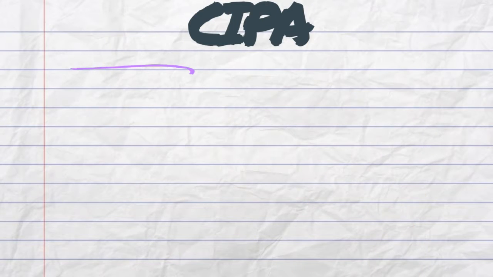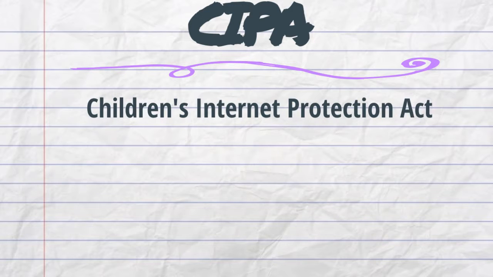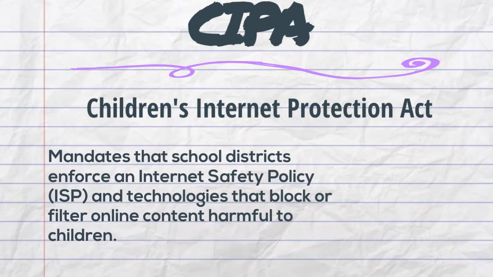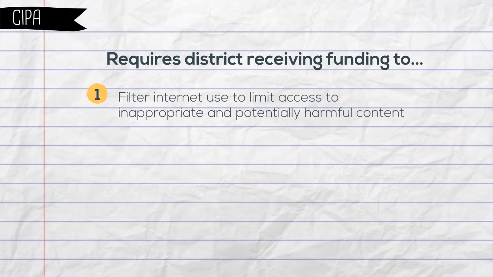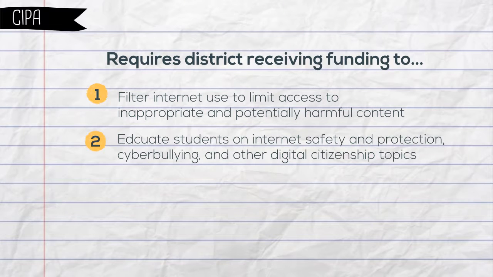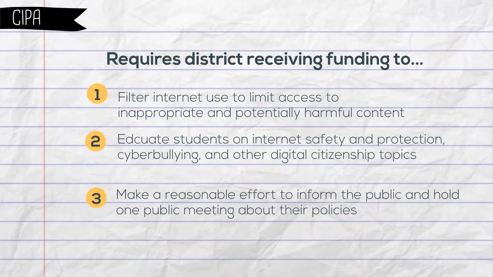Next up, CIPA, the Children's Internet Protection Act. This act mandates that school districts enforce an Internet Safety Policy, ISP, and technologies that block or filter online content harmful to children. It's not really a law, but it is tied to funding. CIPA requires districts receiving funding to filter internet use to limit access to inappropriate and potentially harmful content, educate students on internet safety and protection, cyberbullying, and other digital citizenship topics, and make a reasonable effort to inform the public and hold one public meeting about their policy.